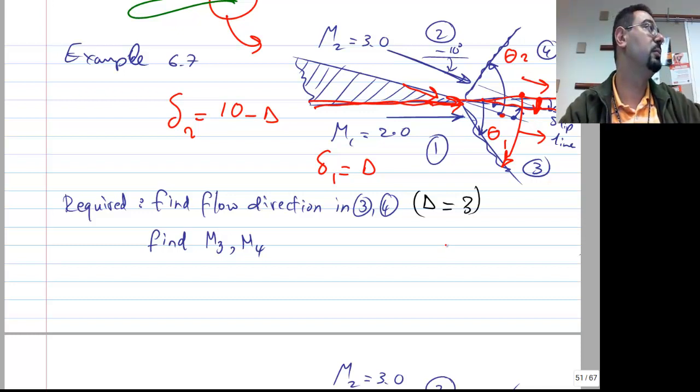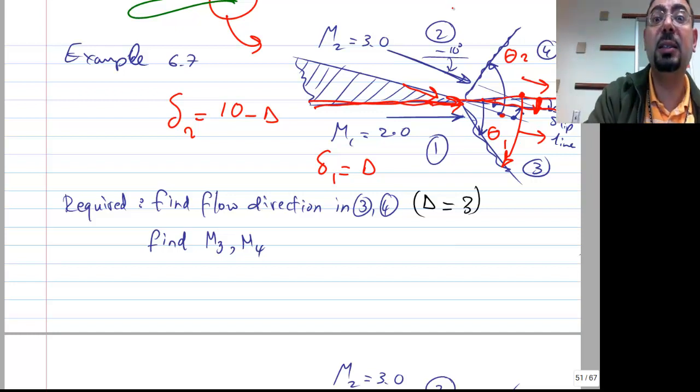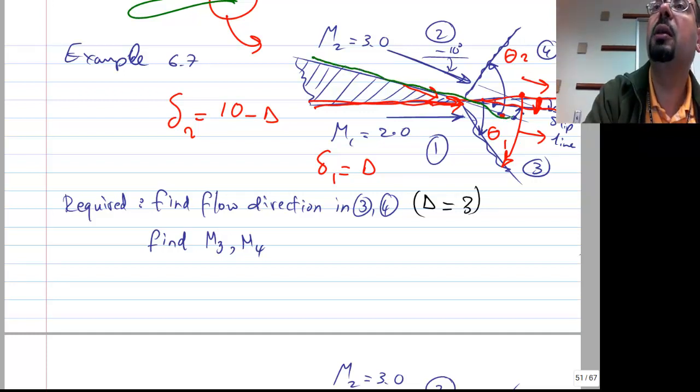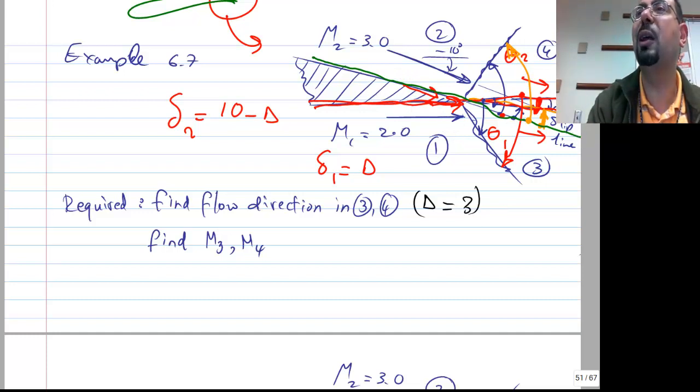Right, the second guy is different. Let's look at the second guy. He was planning to go like this. He wanted to keep going minus 10, but we forced him to go along the slip line. How much did we deflect him? This is delta 2. See where I'm measuring it from? I'm measuring it from the previous direction. And where is theta measured from? That's theta 2. So we measure from the green for the upper guy, and from the red for the lower guy.